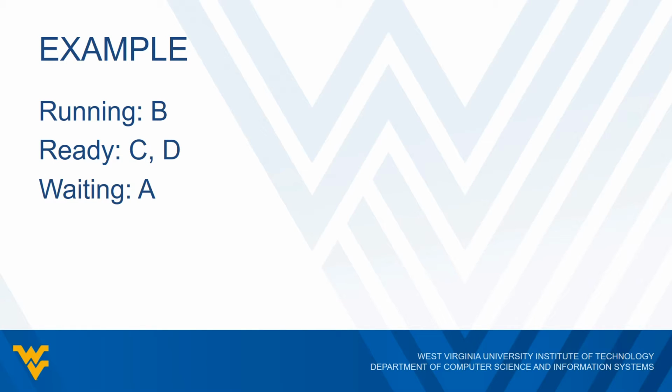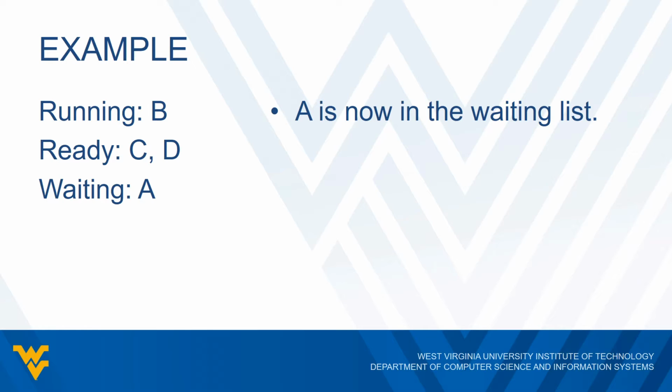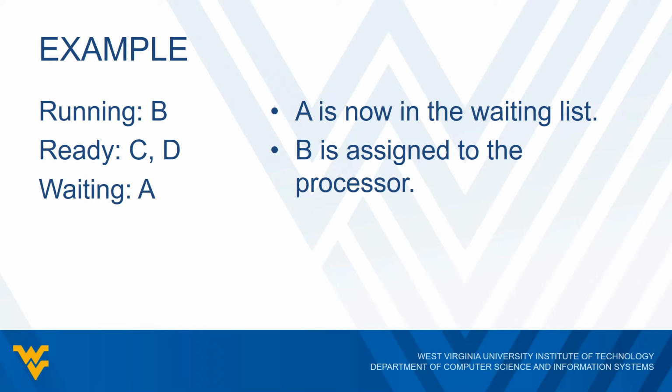To solve this problem, the operating system can do some shuffling. So what we see here is that it can move program A to the waiting list because it must wait for its I/O operation before it can continue. So then it can select one of the ready programs. So we'll just say B here, and we'll assign B to the processor. So then we start running B. So now we see here that we have B that's currently running, C and D are ready, and A is waiting.